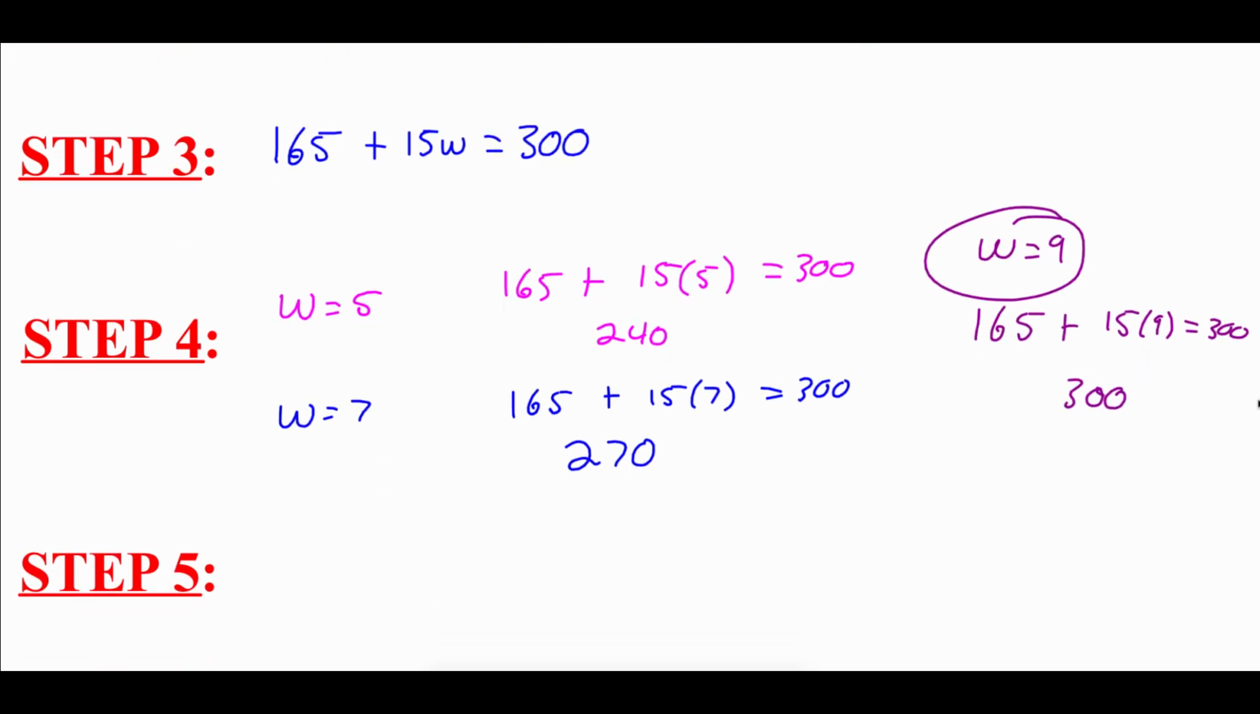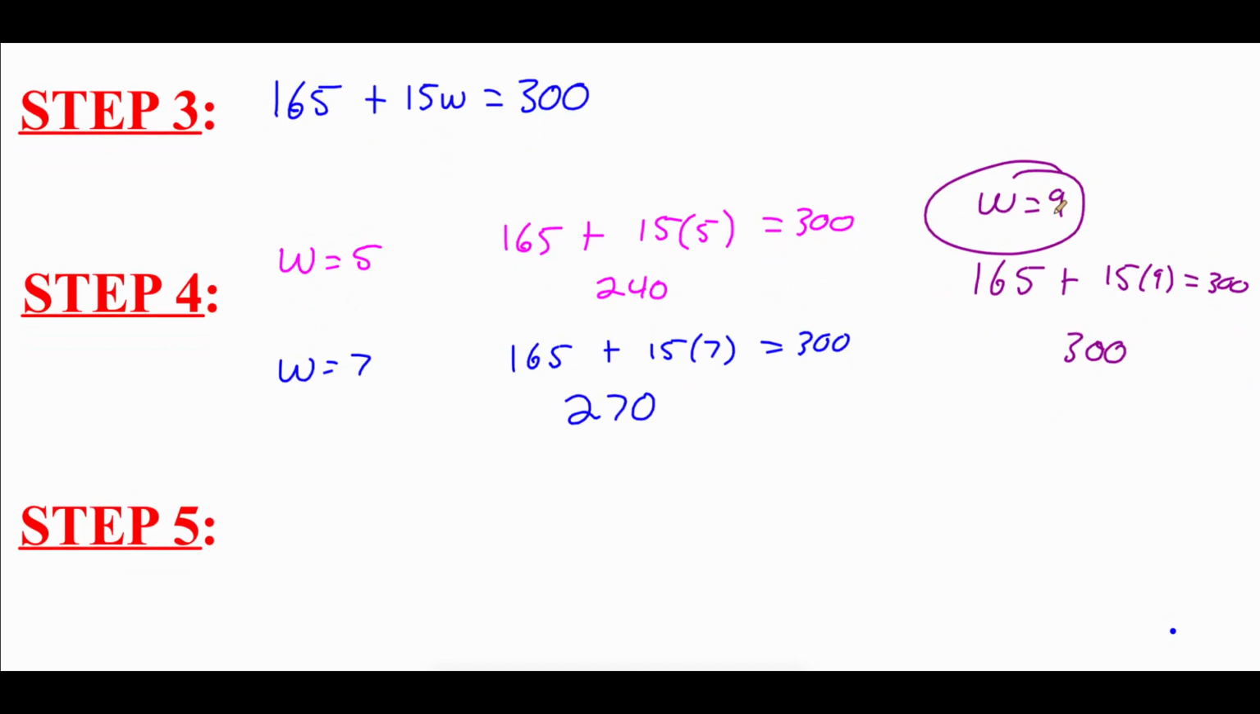So now in step 5, we need to take that W value of 9 and turn it into a word answer. So we are trying to figure out how many weeks you would need to save for in order to be able to buy this new gaming system. So my word answer is going to be that you need to save money for 9 weeks.